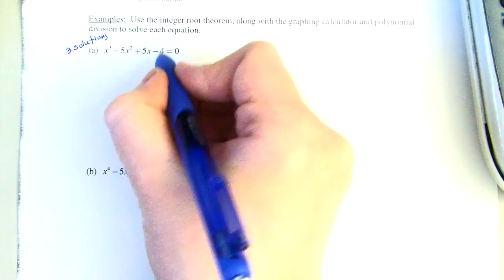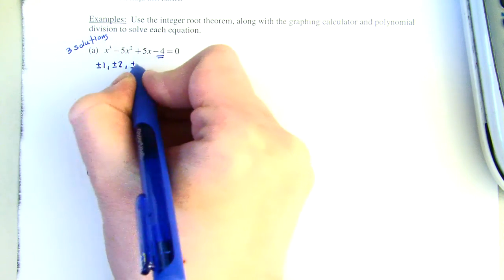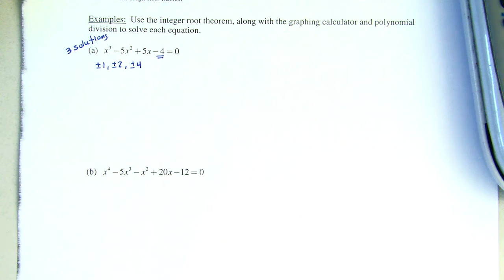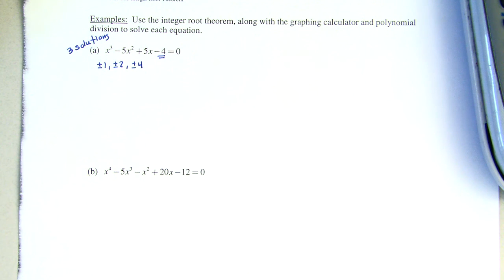I need to get my positive and negative factors of 4. So plus or minus 1, plus or minus 2, plus or minus 4 are the possible integer solutions. I'd like to see if you can solve by graphing to figure out which of these are actual solutions. And actually, when you're done, send in the actual solution to Edpuzzle.